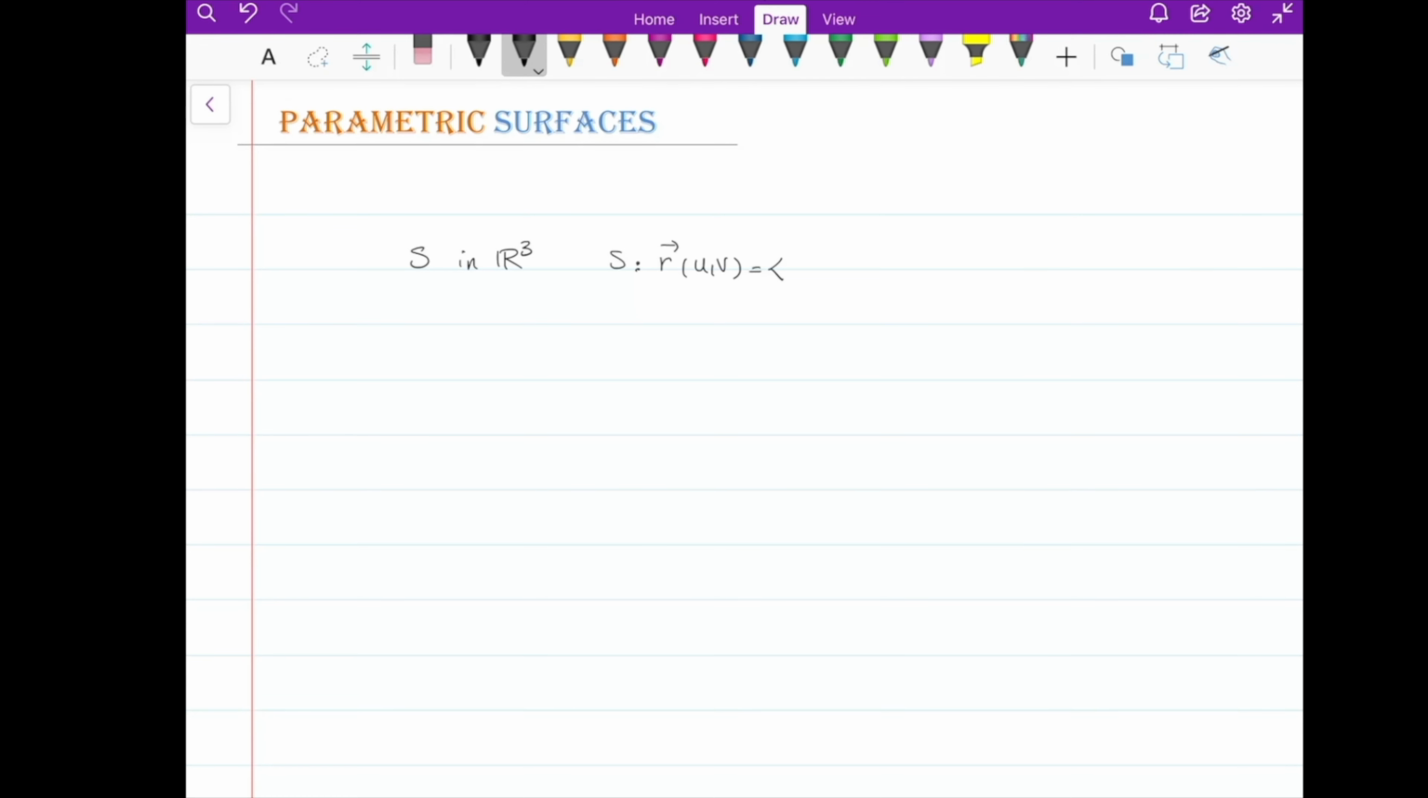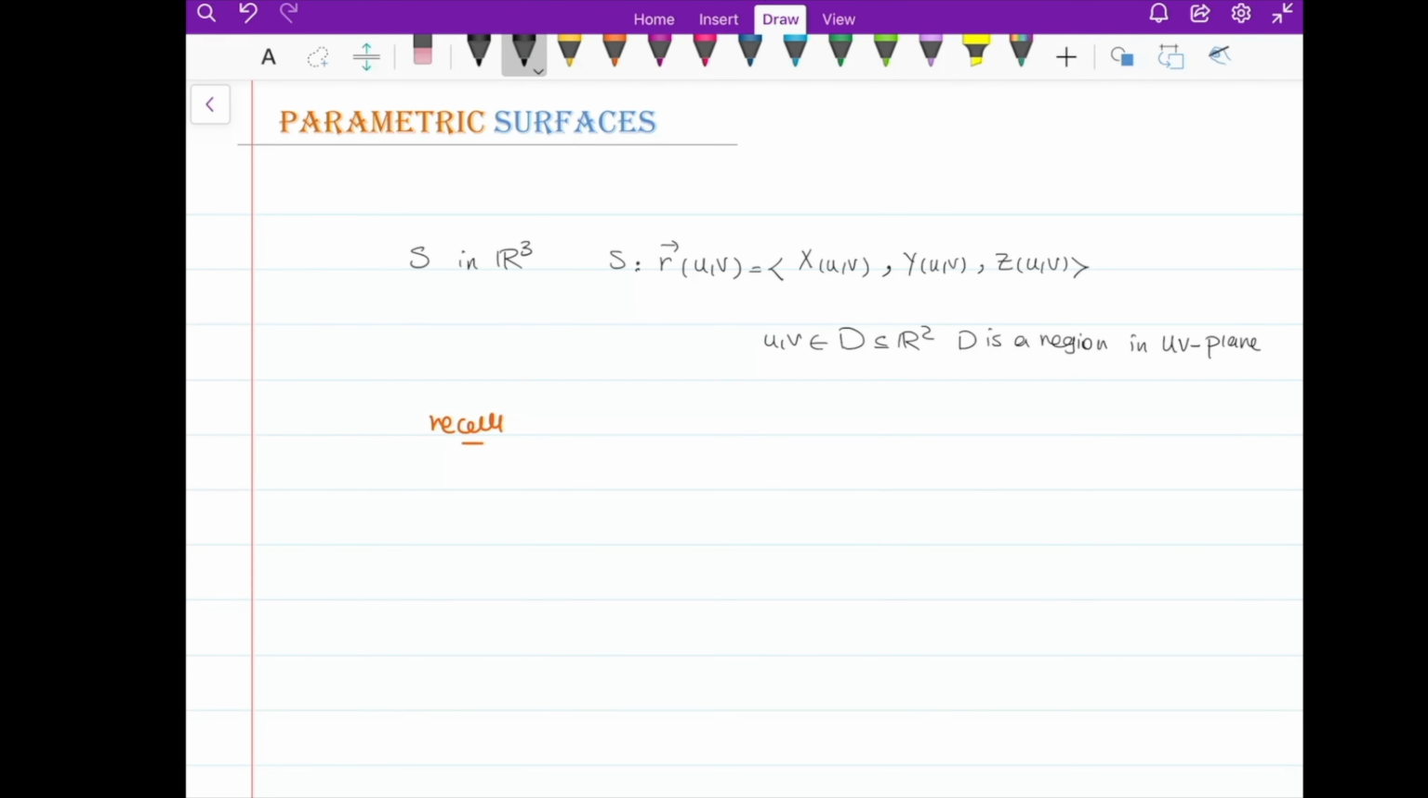and I can say that this parametric equation for the surface S has coordinates x, y, and z, where x is a function of two parameters u and v, y is a function of u and v, and then z is a function of u and v. Okay, where u and v are in the region D. D is a region in R2. So D is a region in the uv plane. Okay, so let me give you a recall.